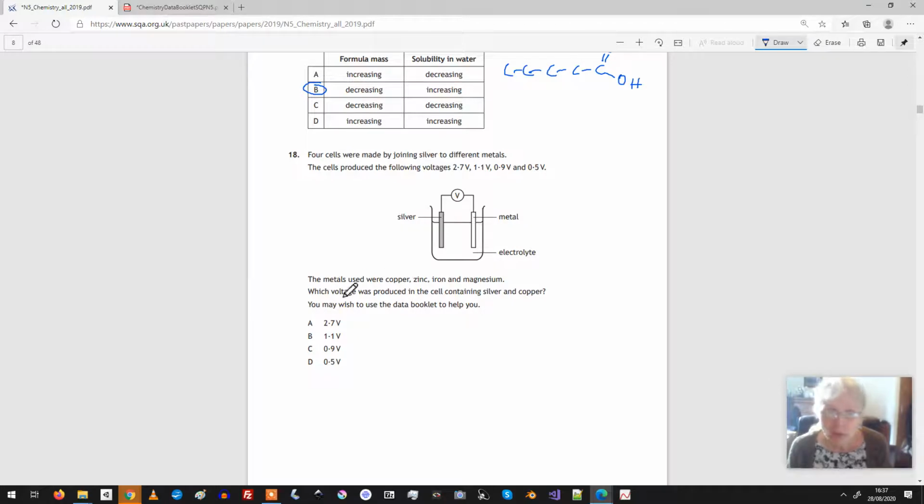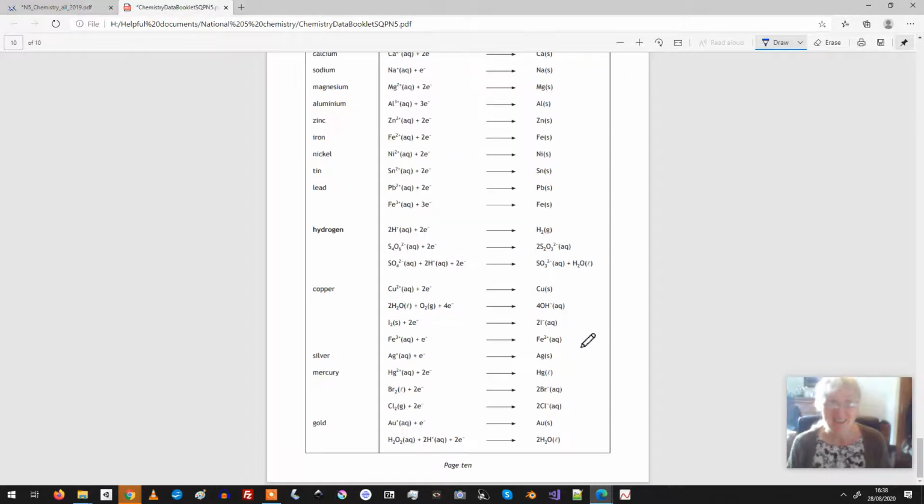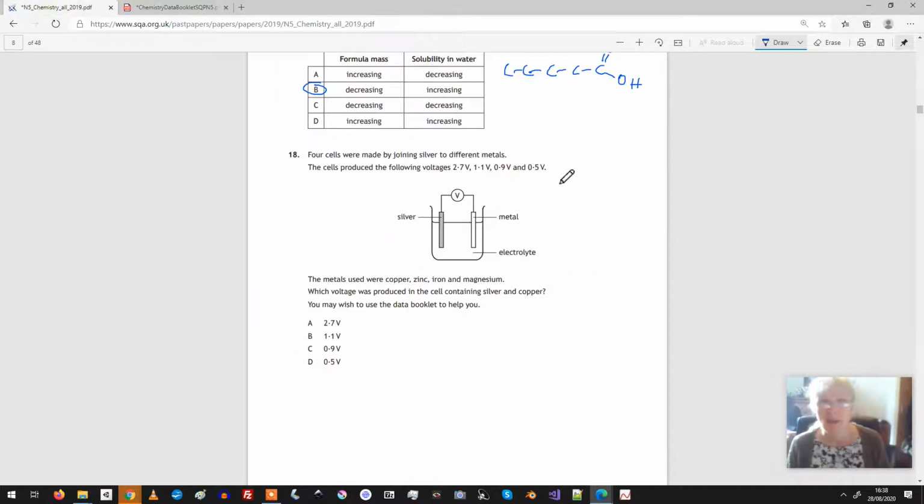So which voltage was produced in the cell containing silver and copper? Well, copper is the least different from silver. So we have silver here, and copper is going to be the smallest difference between them. So that's going to produce the smallest voltage. And the smallest voltage here is that one. So the answer is going to be 0.5 volts.